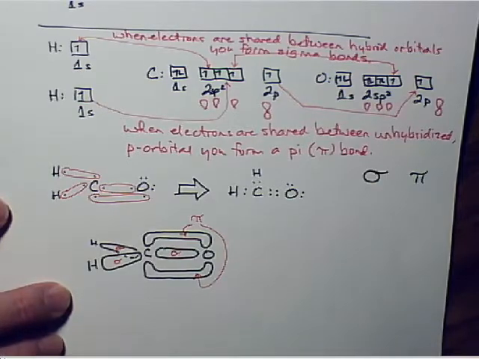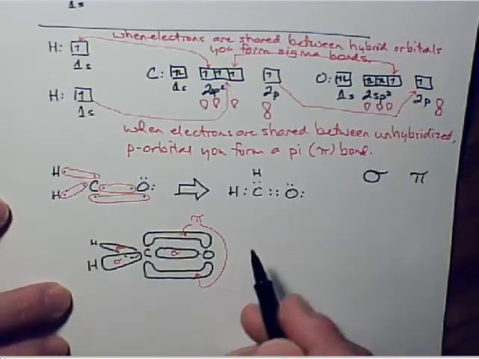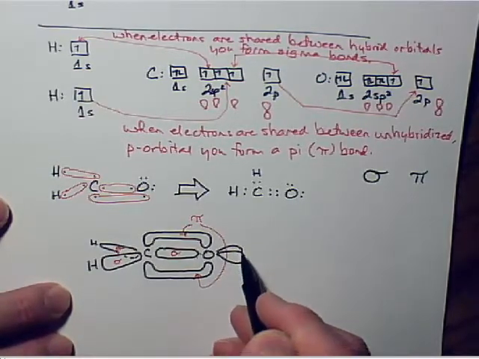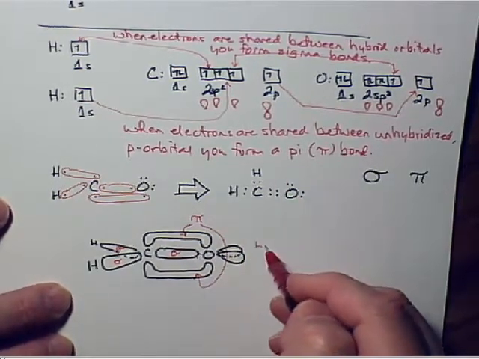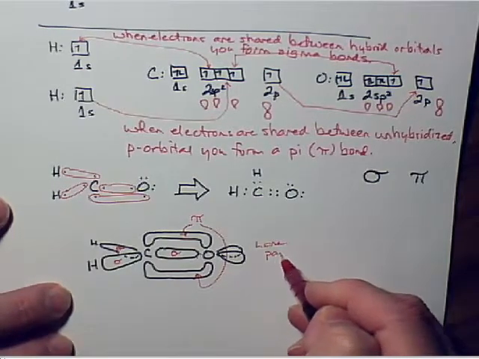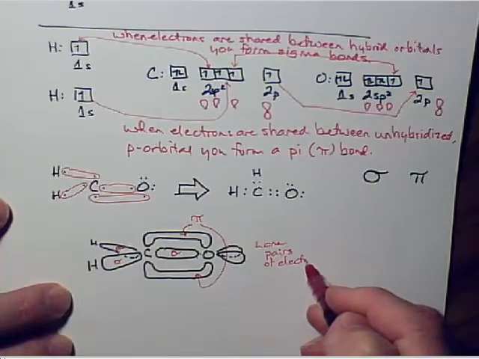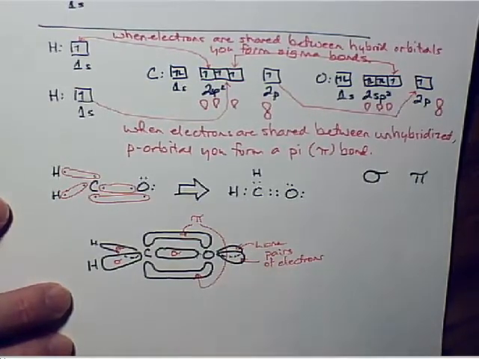All right, so we also have lone pairs on the oxygen. Those are not bonded, and those form that single balloon shape and just kind of stick out like that. One behind and one in front. So these are lone pairs of electrons. One here and one here.